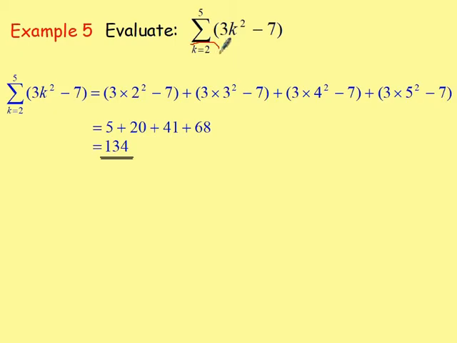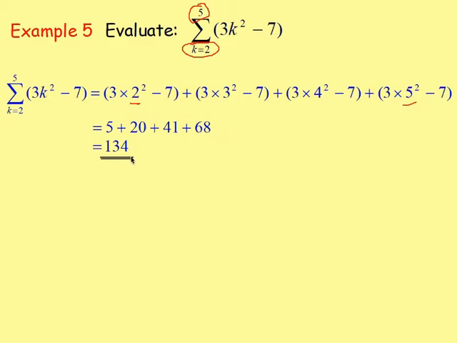And again, this shows you where you start. The first value you sub in is 2. Then you sub in the next, and you go up to this value at the top, which is 5. So you'd sub that in. Simplify that. This bracket works out to be 5. This one works out to be 20. This is 41.